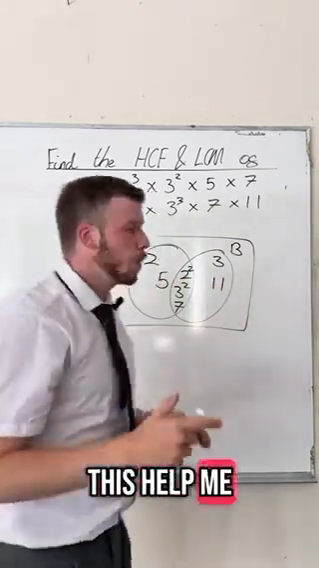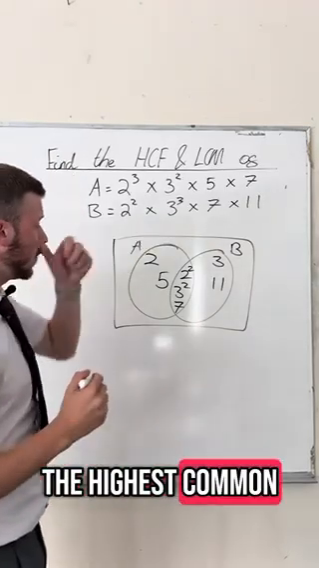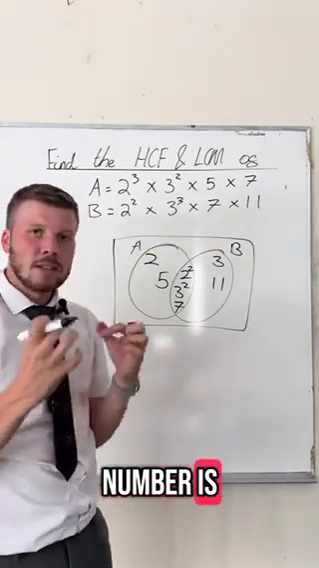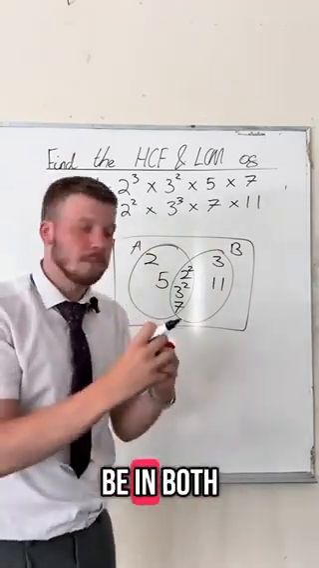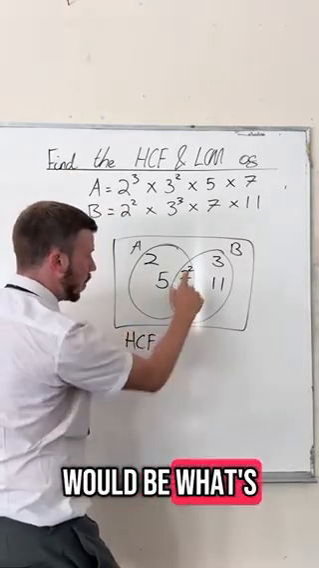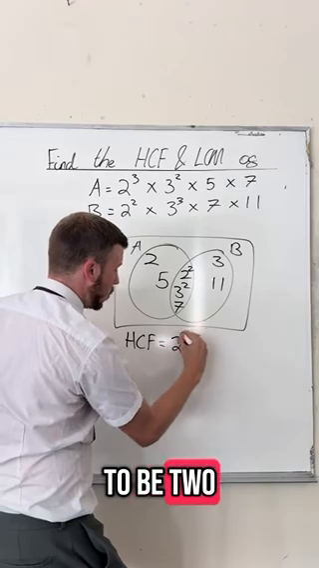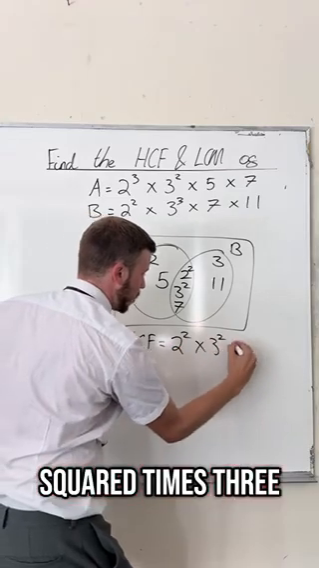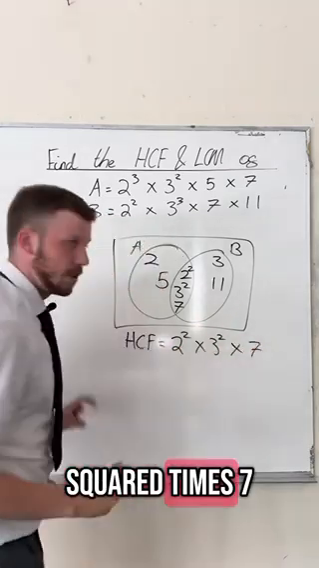Now, how does this help me with the question? The highest common factor of a number is, well, it's common. It's got to be in both. So the highest common factor for A and B would be what's in the middle. So that's going to be 2 squared times 3 squared times 7.